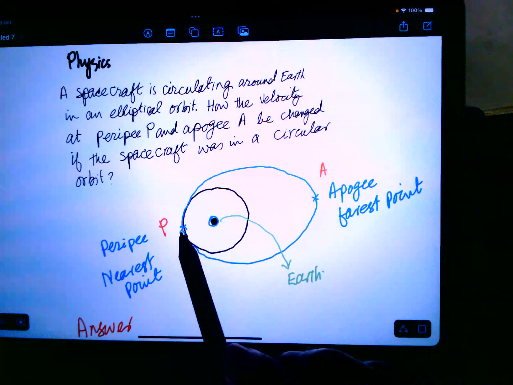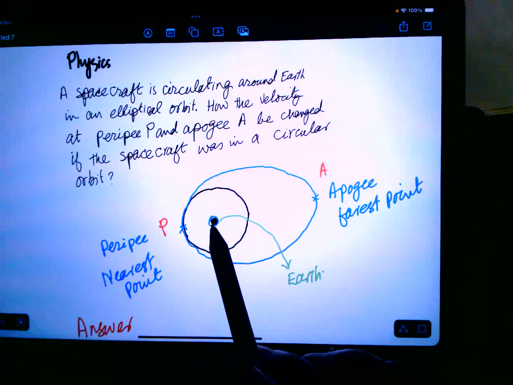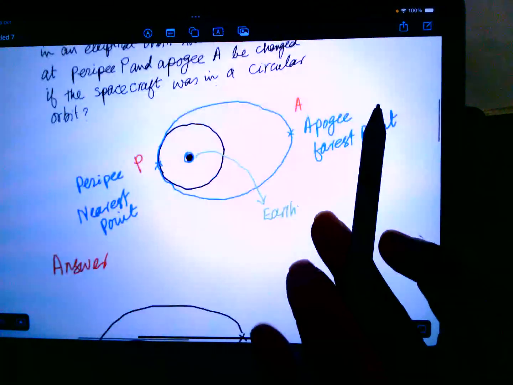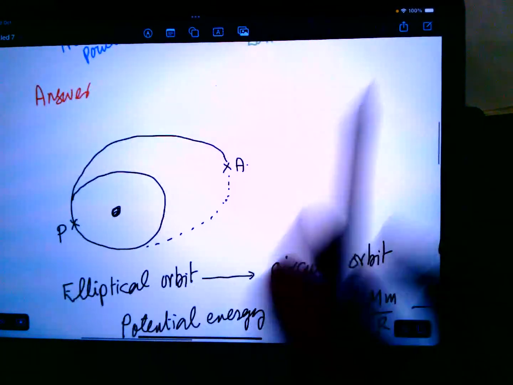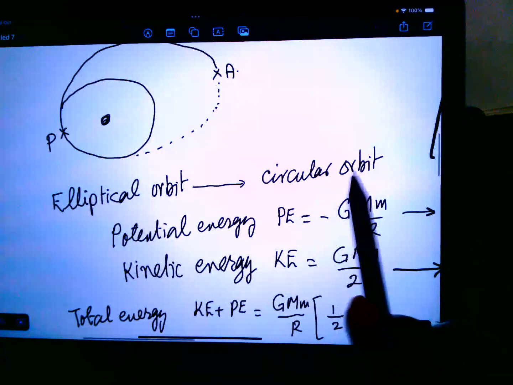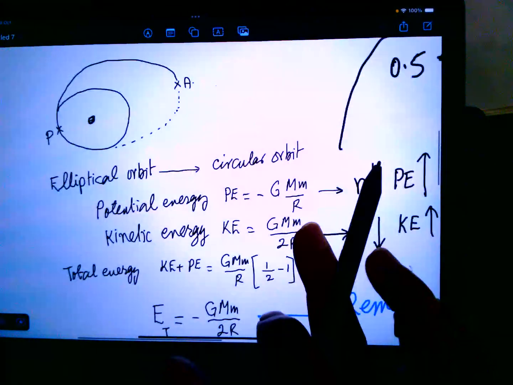The velocity will change from the circular case. So perigee is the nearest point from the center and apogee is the farthest point. So P and A. In an elliptical orbit and a circular orbit, we have to compare these two things.